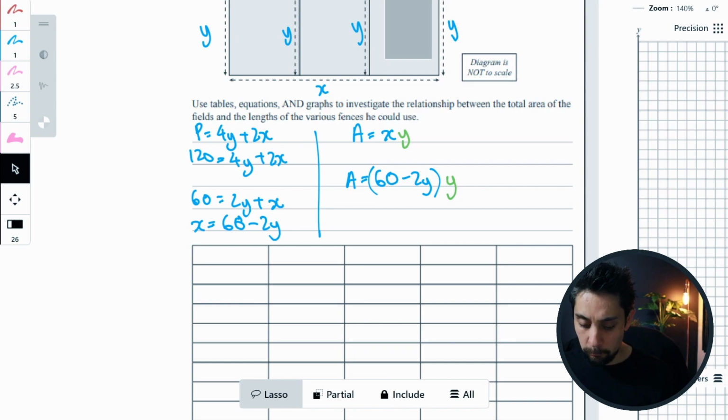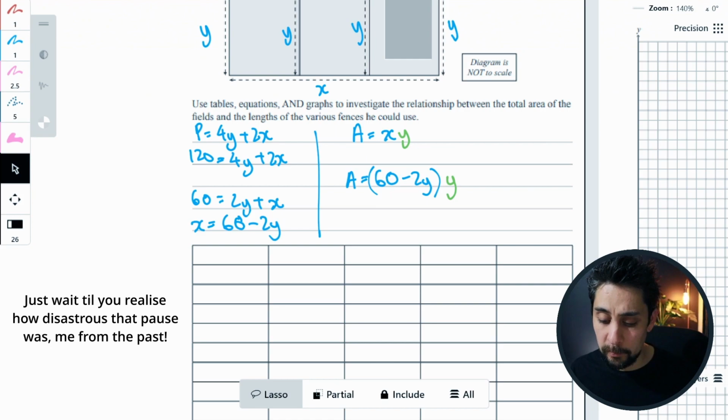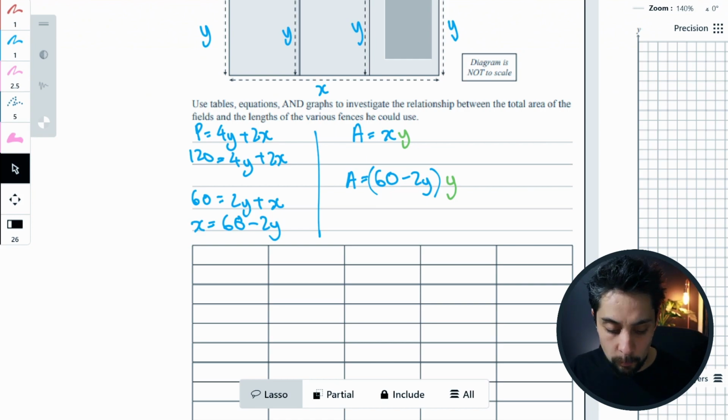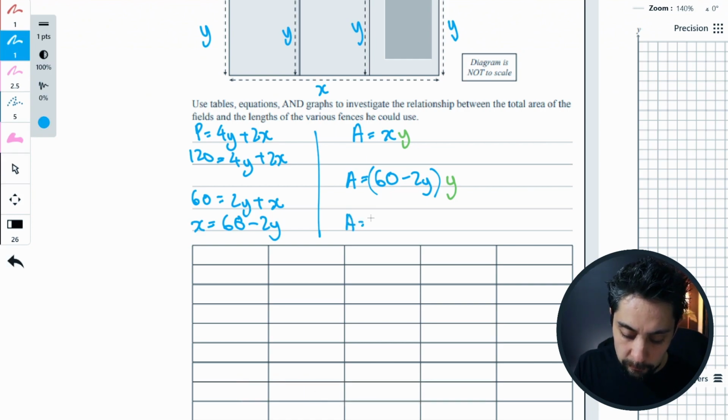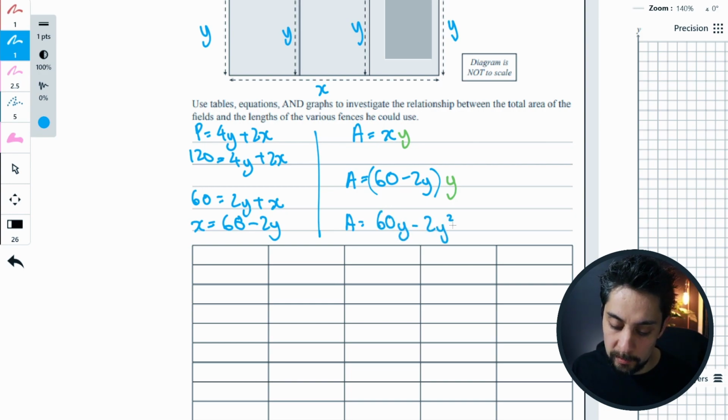Hey, so my computer paused there for a moment, so I'm not sure what happened, but we're going to continue anyway. So we have this equation, and we can even expand this out, giving us 60y take away 2y squared.